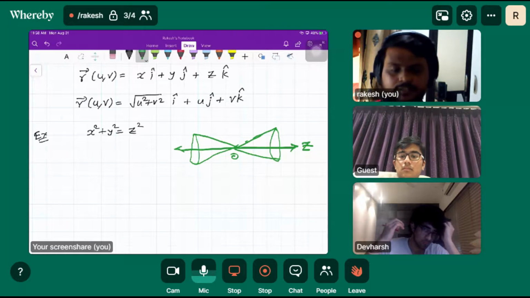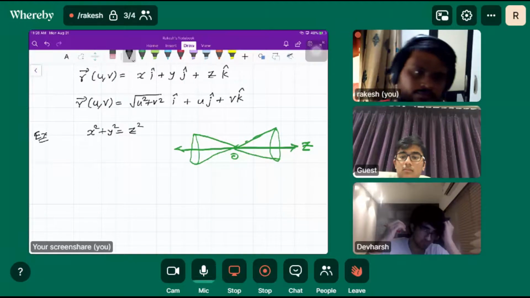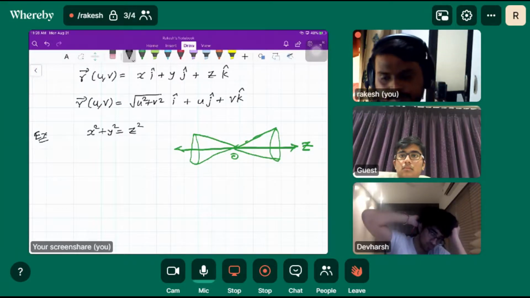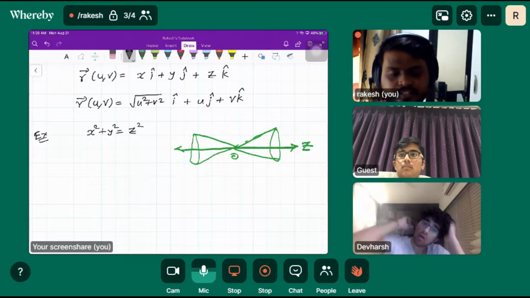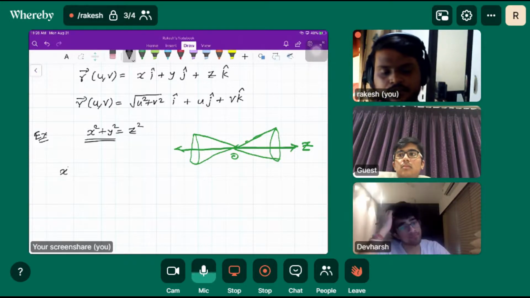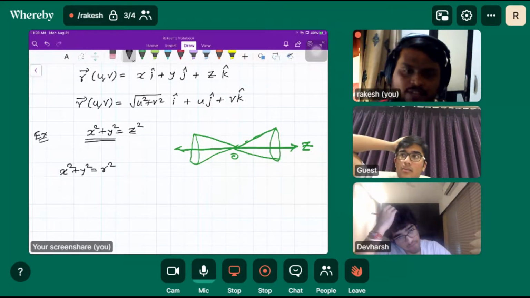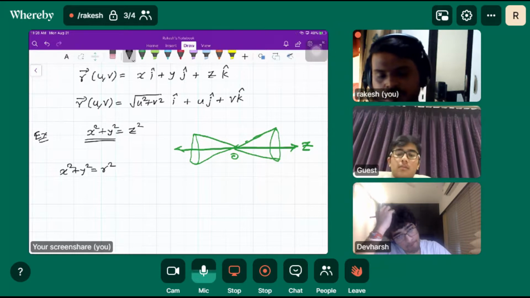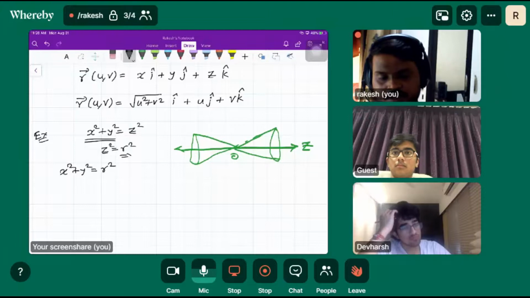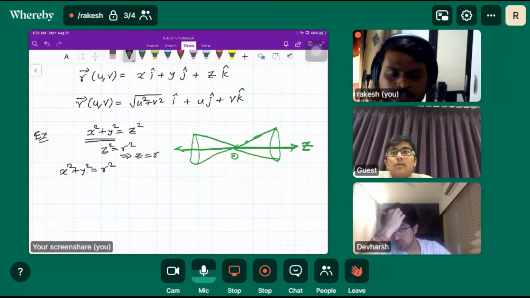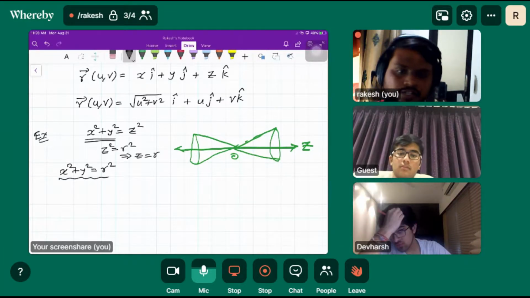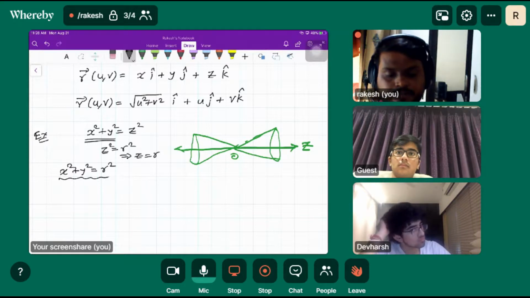Are you getting the idea here? So how do we convert this into the parametric form? See, this corresponds to a circle, right? If x square plus y square is equal to r square, and if you set z square equal to r square, that gives z is equal to r. So x square plus y square is equal to r square, that corresponds to a circle.